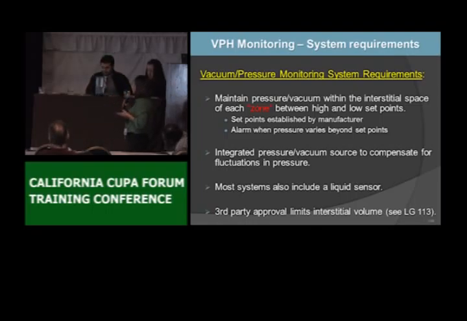And then most systems also include a liquid sensor. And that's going to detect, if you go back to our previous slides, one of the requirements that it would detect water intrusion into that secondary. And I'll show you the types of sensors that would be responsible for catching that. Okay, and then of course, you want your third-party approval limits for the interstitial volume.